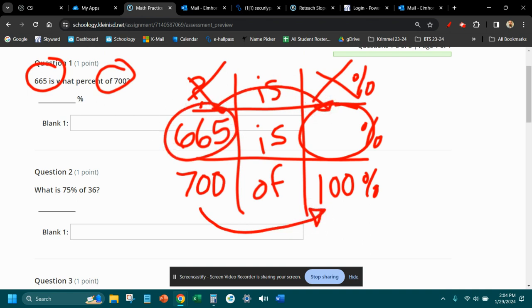Now we're going to use the proportion table to help us solve by using factors. So 700 divided by 7 gives you 100. So 665 divided by 7.